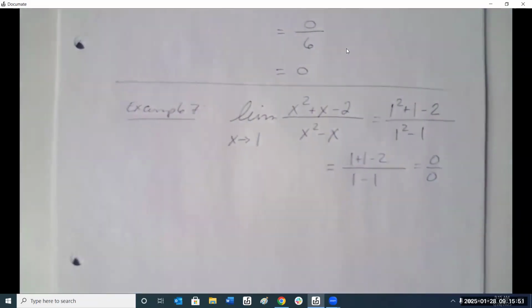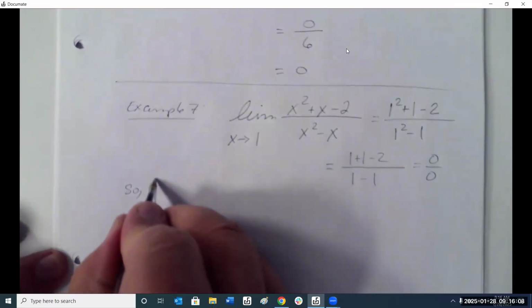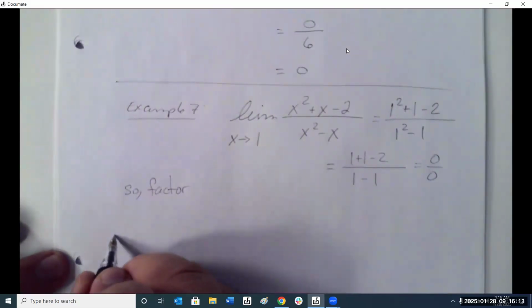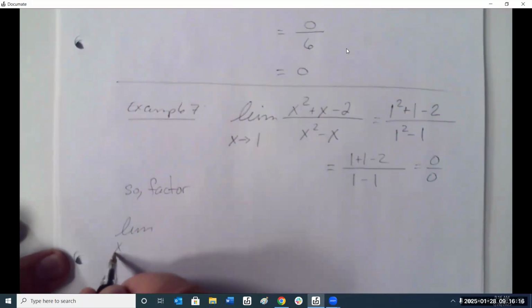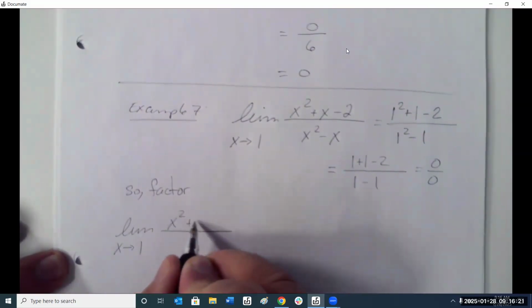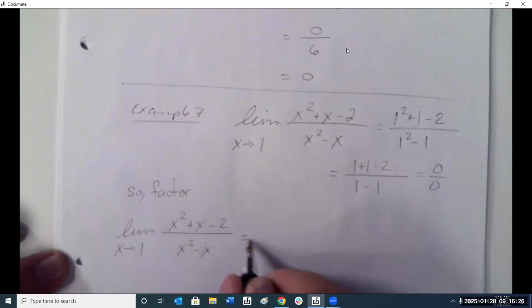So if you ever have a 0 in the denominator, the first thing you want to do is, don't say that it doesn't exist. Always factor. See if you can remove something. See if you can make it a non-zero denominator. So factor both top and bottom. So we have the limit as x approaches 1 of x squared plus x minus 2 over x squared minus x.